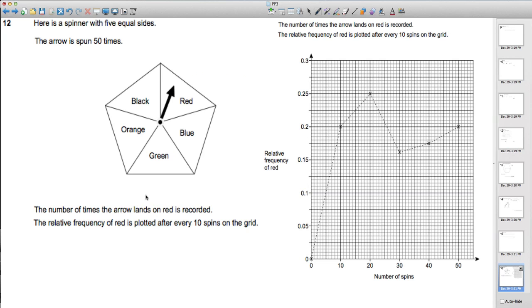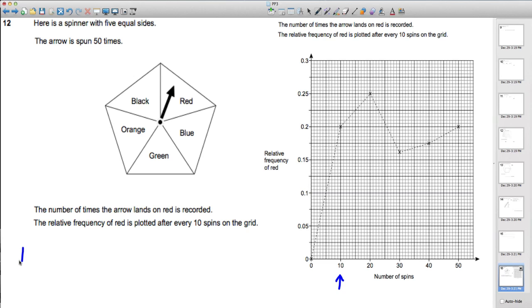Okay, question 12. Here is a spinner with 5 equal sides. The arrow is spun 50 times. The number of times the arrow lands on red is recorded. The relative frequency is plotted after every 10 spins on the grid. Okay, before we launch into looking at the question here, let's just think what this means. We've done 10 spins. The relative frequency is 0.2.